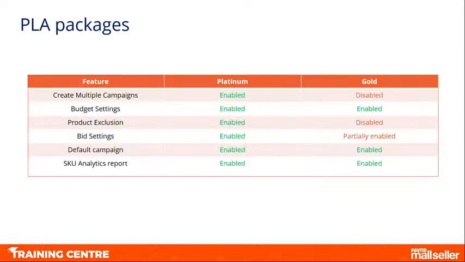Here's the list of features which will be visible to the Gold members. Like the Gold member can set the budget. Bid setting is partially enabled for the Gold members. They can also edit the default campaign and they can also download the SQ Analytics report. While the Platinum members get access to all the features available under the PLA dashboard. Also, we will be discussing about these features one by one in the upcoming slides. So let's move further.